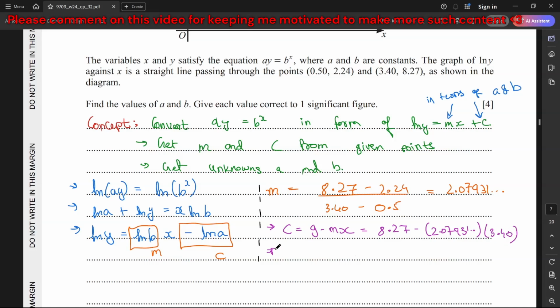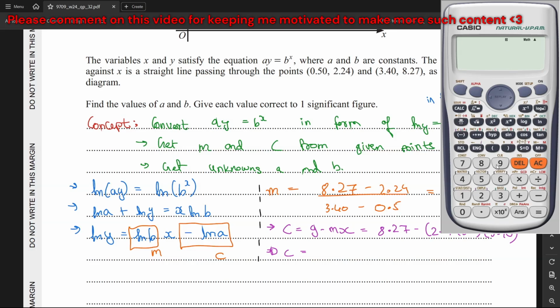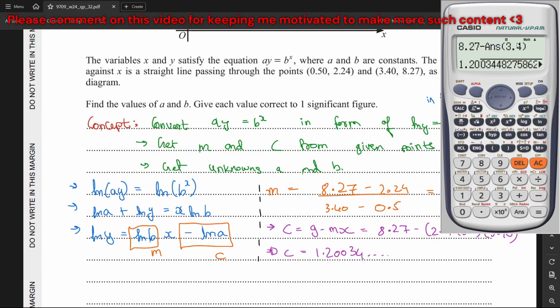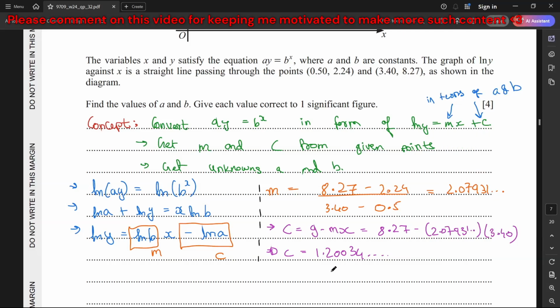So this is going to give you the value of the y-intercept to be, let's see, 8.27 minus the answer times the x value, which was 3.4, as you can see from here. And if I get the value, it is going to be 1.20034 dot dot dot. I'll just see if there is no rounding up. Okay, no, there is no rounding up, so we are good to go.